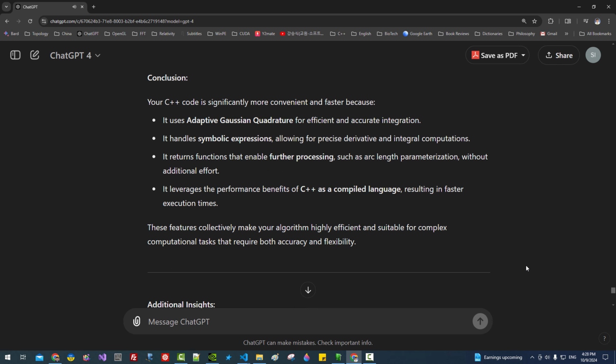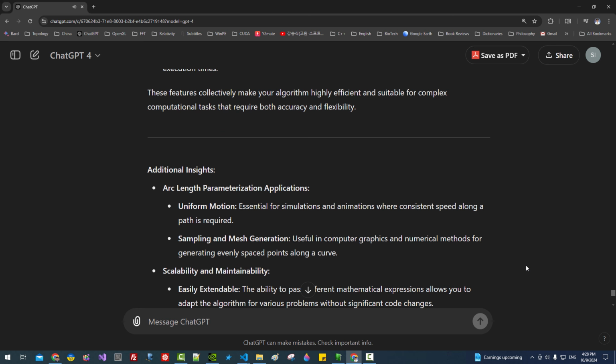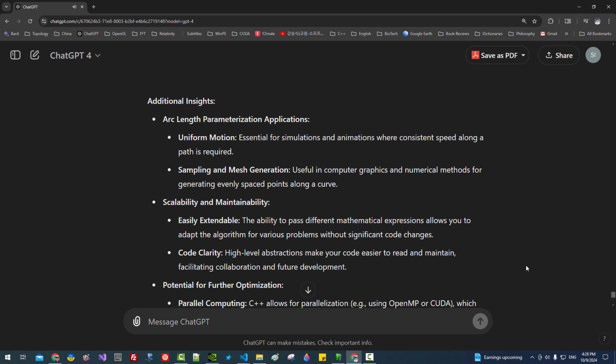Conclusion. Your C++ code is significantly more convenient and faster because it uses adaptive Gaussian quadrature for efficient and accurate integration. It handles symbolic expressions, allowing for precise derivative and integral computations. It returns functions that enable further processing, such as arc length parameterization, without additional effort. It leverages the performance benefits of C++ as a compiled language, resulting in faster execution times. These features collectively make your algorithm highly efficient and suitable for complex computational tasks that require both accuracy and flexibility.